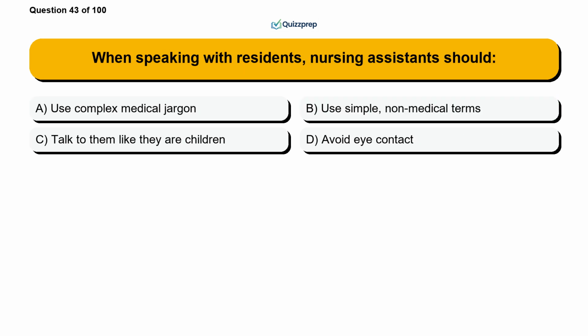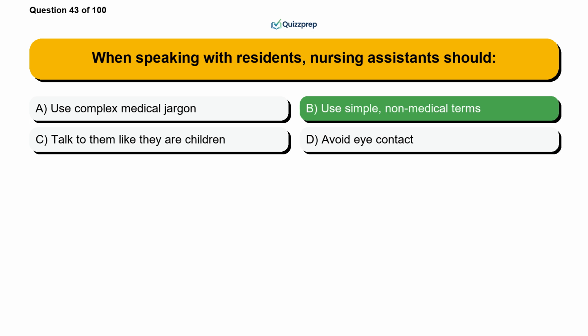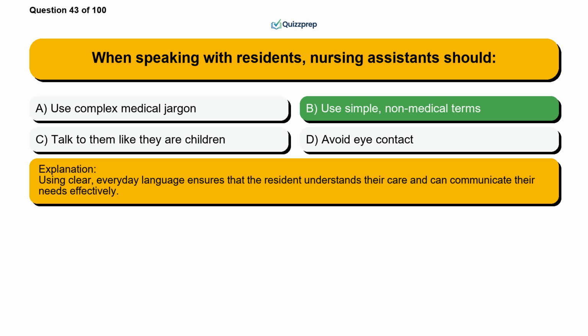Question 43. When speaking with residents, nursing assistants should: Option A, use complex medical jargon. Option B, use simple, non-medical terms. Option C, talk to them like they are children. Option D, avoid eye contact. The correct answer is option B, use simple, non-medical terms. Using clear, everyday language ensures that the resident understands their care and can communicate their needs effectively.